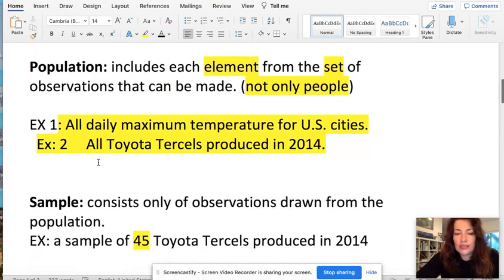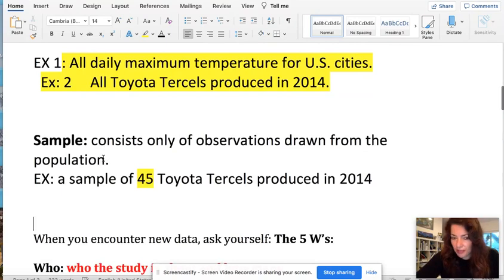All right, what is a sample? From the population, I take a sample. So for example, out of all the Toyota Tercels produced in 2014, I may want to sample 45 of them. So I take that from the population.